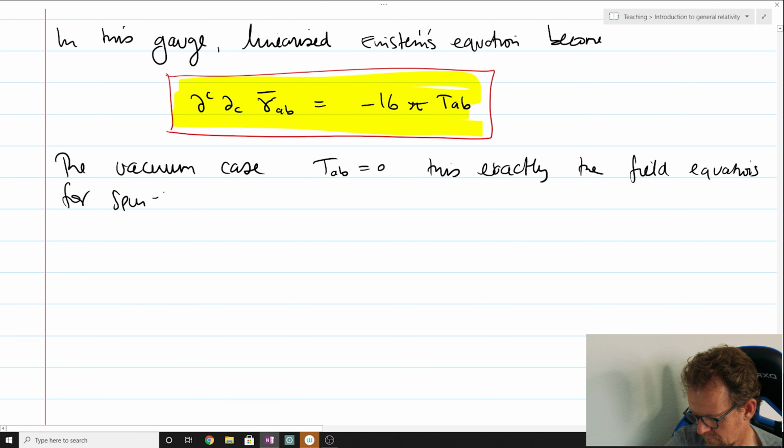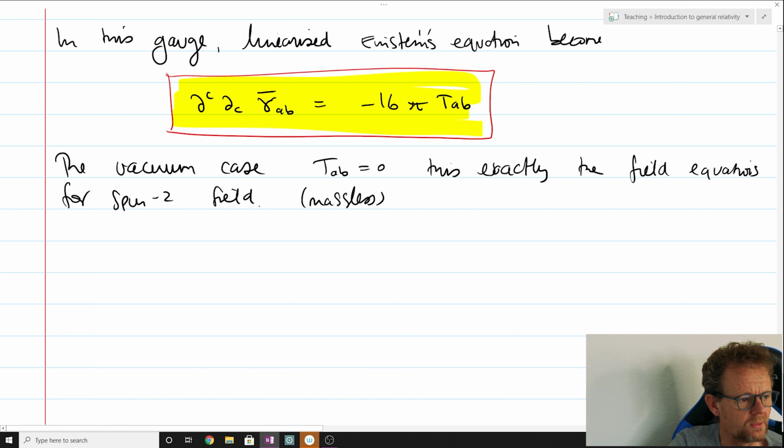It's pretty interesting. Massless. And that's why people talk about the field equations of quantum gravity being for a spin 2 graviton field.